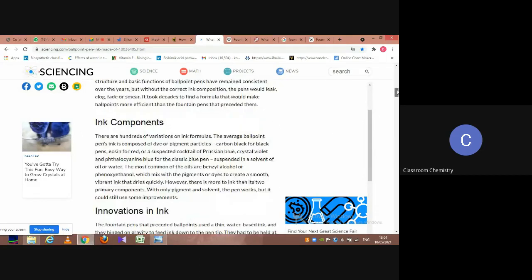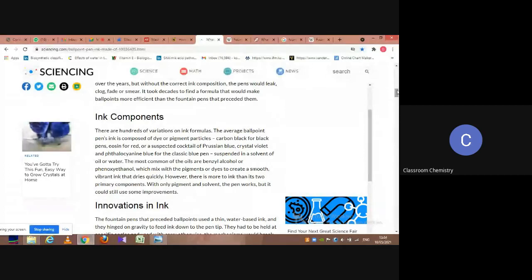जे इंक कंपोनंट आहे ते जवळपास सेमच आहे, कारण दिस इज द सेम मटेरियल्स. The average ballpoint pen ink is composed of dyes and pigment particles. Carbon black for black pen, fuchsin for the red, or a suspended cocktail of Prussian blue, or crystal violet. So you can vary the color by changing the particular compound. जर रेड कलर पाहिजे तर कुठलं काय वापरावं लागेल ते माहित पाहिजे. ओके, पर्शियन ब्ल्यू पाहिजे असेल तर तुम्हाला कुठलं मटेरियल किंवा कुठलं कंपाऊंड वापरावं, कुठलं डाय वापरावं ते माहित पाहिजे. Crystal violet is there, so you can change the color.